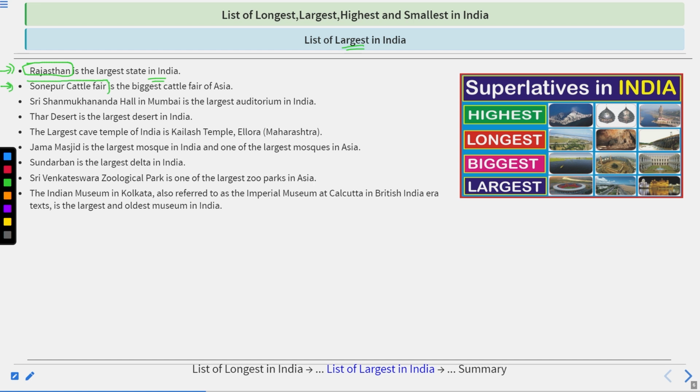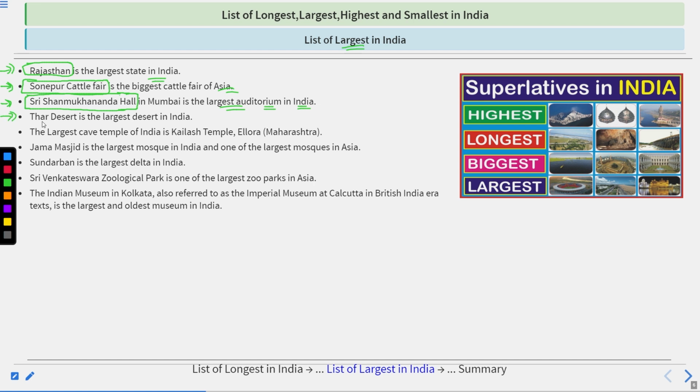Sonpur Cattle Fair. It is not only the biggest cattle fair in India, but also the biggest cattle fair of Asia. And it lies near Sonpur in Bihar. Then we have Shri Shanmukhananda Hall, Mumbai, which is the largest auditorium in India.